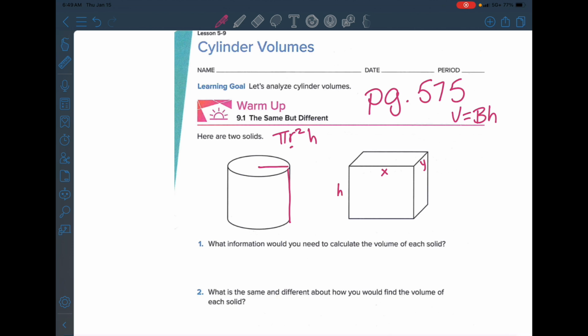Then it says, what is the same and different about how you would find the volume of each solid? Here's where you would normally skip this question because you had to write words. But I want you to put in words what's the same about these two in the formula, what's the same that you need and what's different that you need. Put that into words.